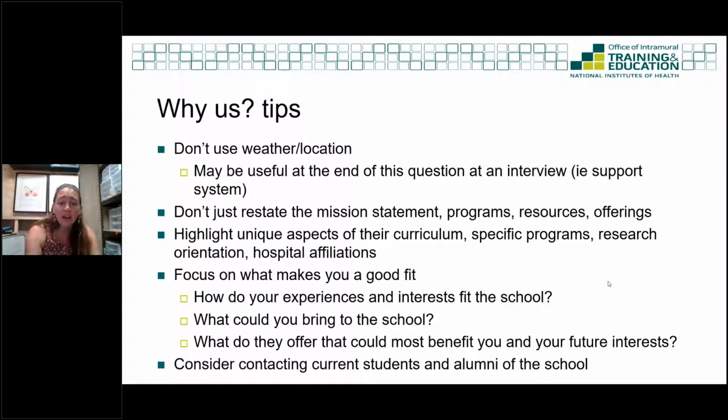And then on top of that, what do they offer that could be most beneficial to your future career goals? So if you already know you want to do a specific specialty, you know that you want to do primary care, and they have lots of students who end up going into a primary care role, say those things. If there are particular tracks and programs that are going to be beneficial to you in your career goals, make sure you say that.